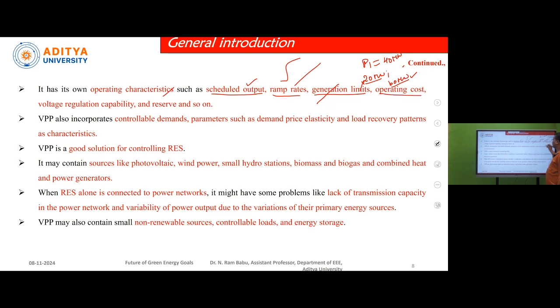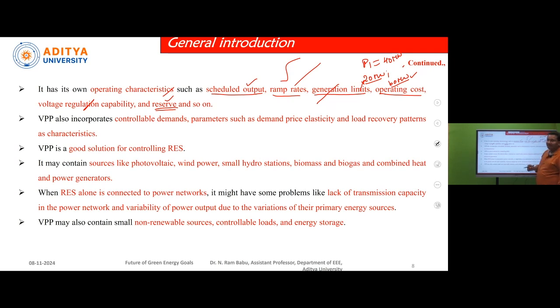Next one is operating costs. As we have discussed earlier, we will be getting energy at low cost. Next one is voltage regulation capability. The voltage regulation will be very small, so that there won't be any difference between the sending end voltage and the receiving end voltage. And also reserve capacity. Reserve capacity means a generating station whose energy is ready for the operation, but it is not in operation.